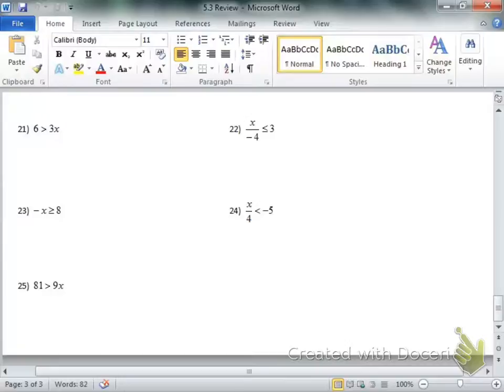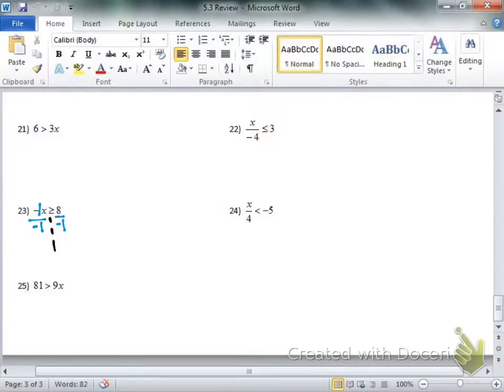So we were on 23, right? What am I going to do on 23? I don't even see a number by the X. I am going to divide by negative 1. Yes, when you have a negative sign in front of the X, it's like having a negative 1X. You get rid of multiplying by negative 1 by dividing by negative 1.